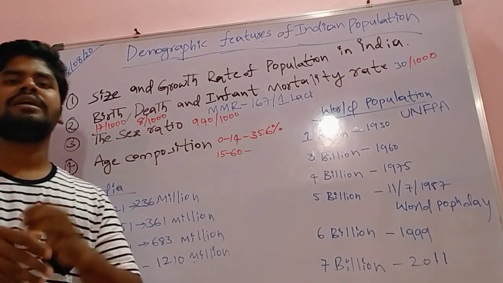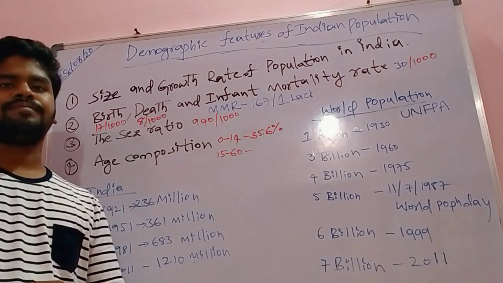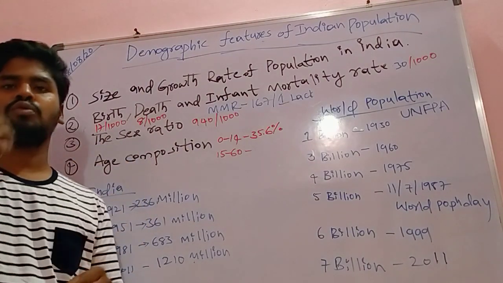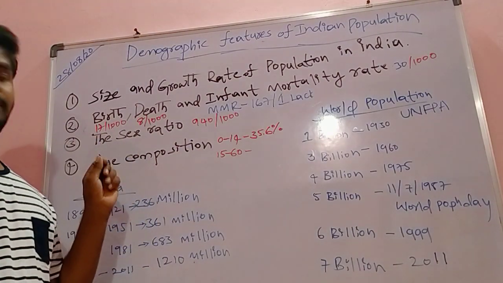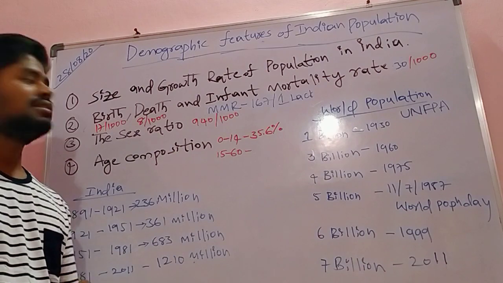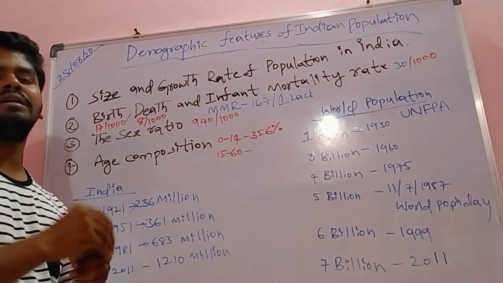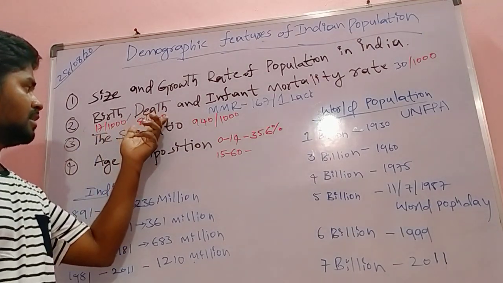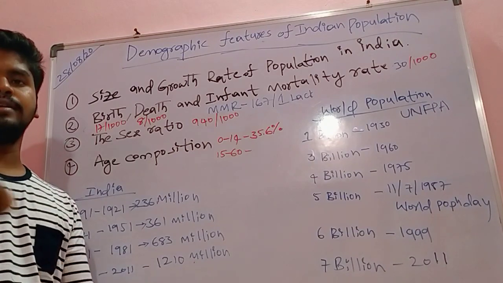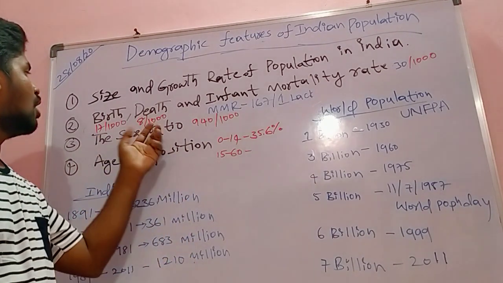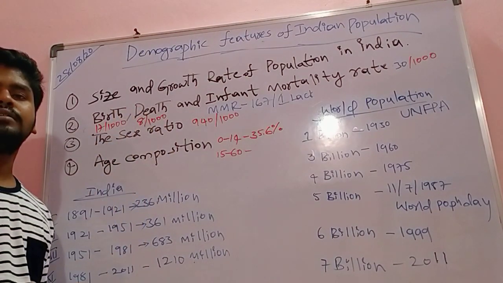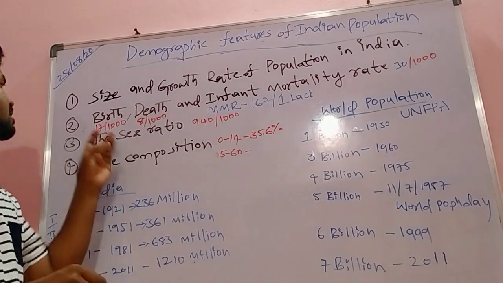What is the meaning of birth rate? For every 1000 population, how many children are going to be born? That is birth rate. Every 1000 live births in a year, how many children are going to be born? That is birth rate. And death rate: for every thousand population in a year, how many people are going to die? That is death rate, right?